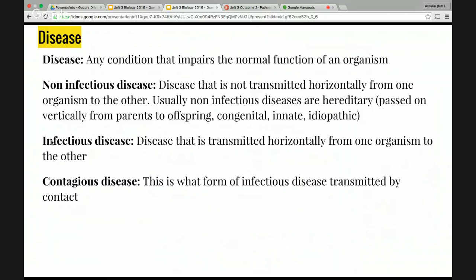Then we've got infectious disease. Those are the diseases that are transmitted horizontally from one organism to another. I'd just like to mention that vertical transmission is when the disease is transmitted from the parent to the offspring, and usually it's hereditary, whereas horizontal transmission is from one person to another. Contagious disease is a form of infectious disease transmitted by contact.